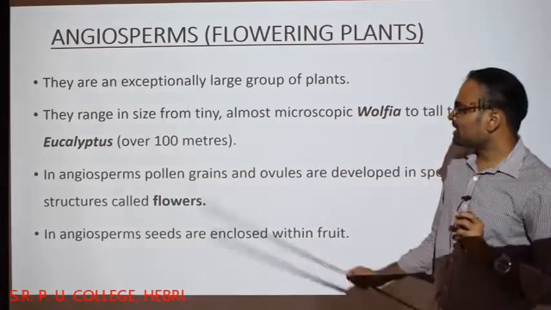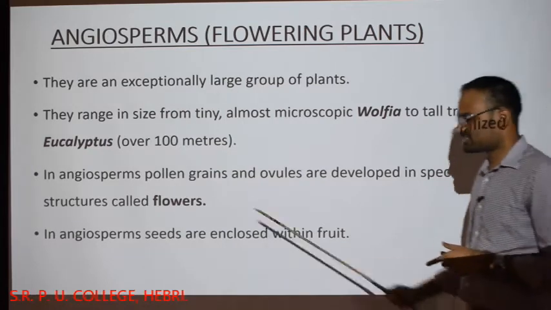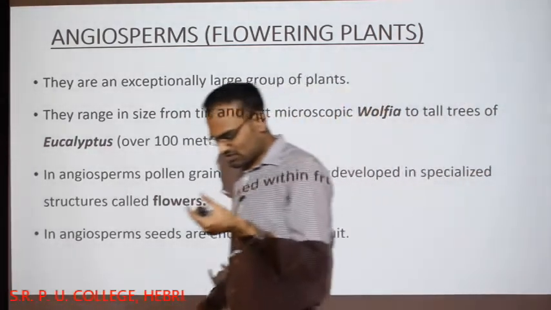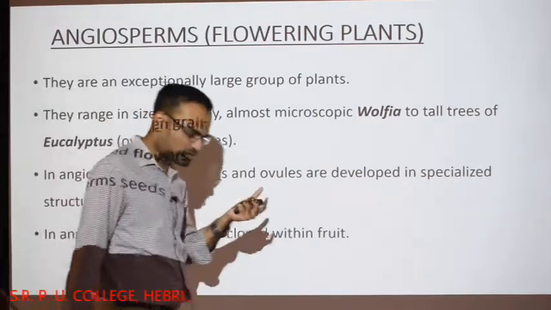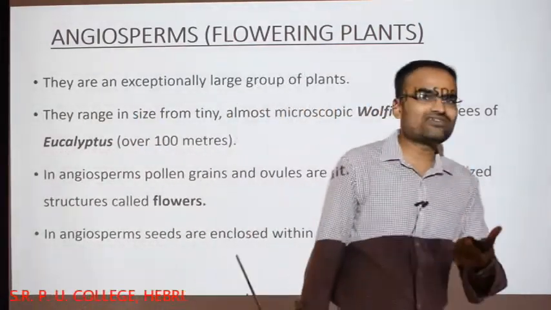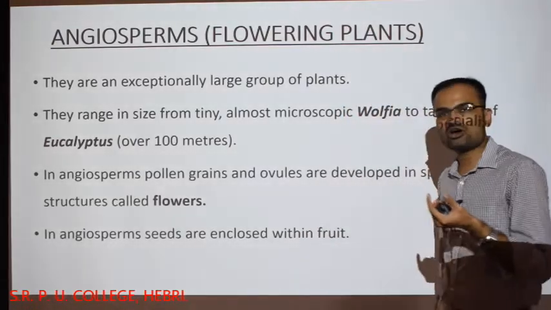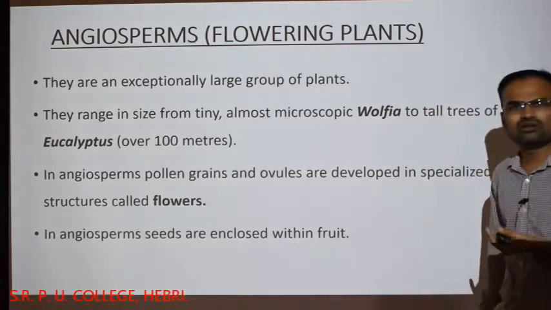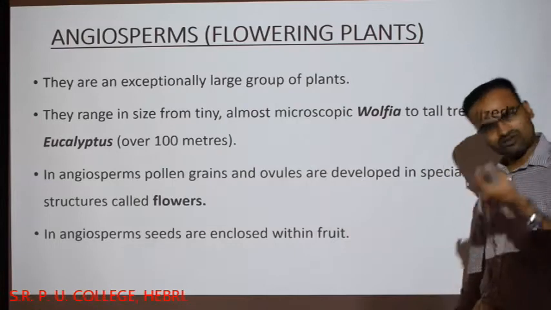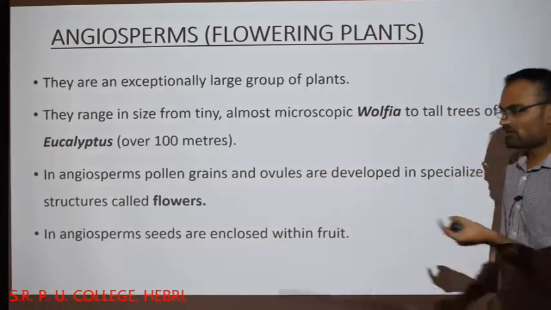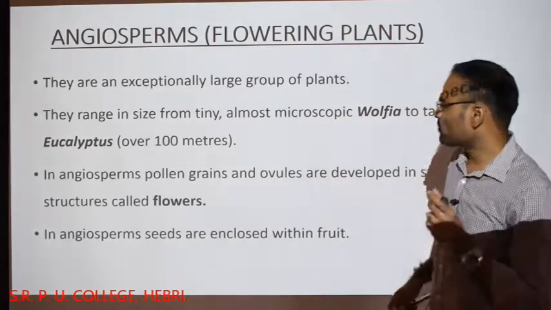In angiosperms, the pollen grains and ovules are developed in specialized structures called flowers. So the word flower we start hearing from this division, that is angiosperm. The flower itself is the reproductive part in angiosperm, where we can observe pollen grain as well as the ovule. Pollen grain is the male part, ovule is the female part. We are not going to observe microspore, megaspore and all. Ovule and pollen grain only.